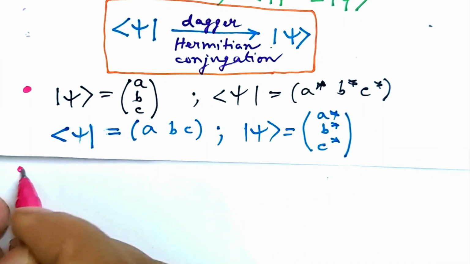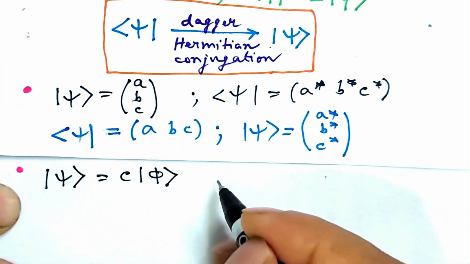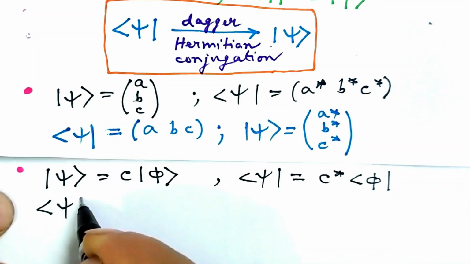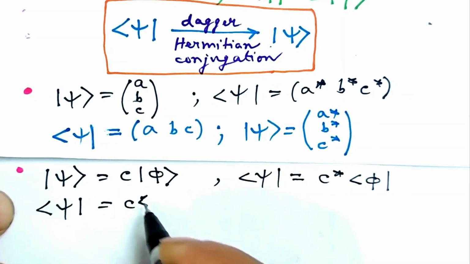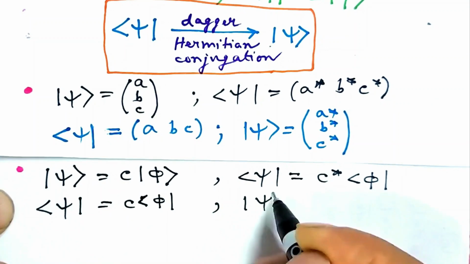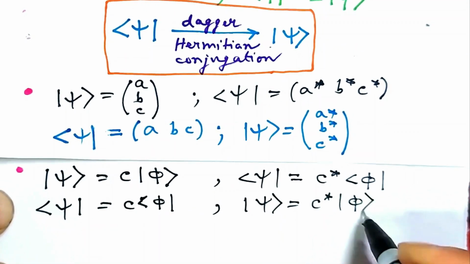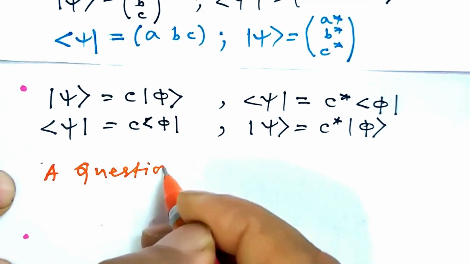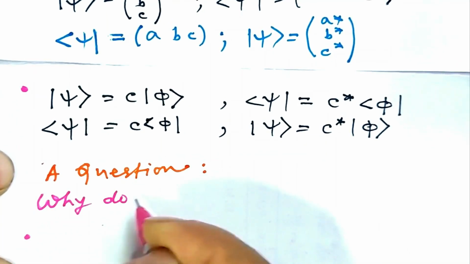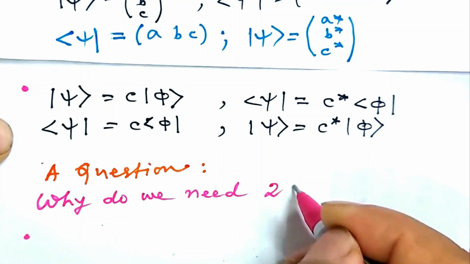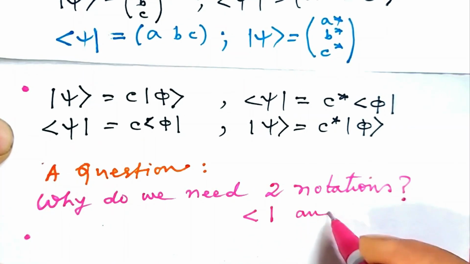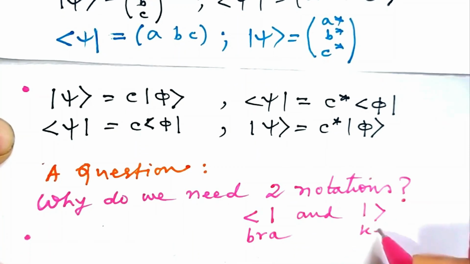If ket psi is C ket phi, then bra psi is C star bra phi. And if bra psi is C into bra phi, then ket psi is C star ket phi. Let us address a very pertinent question in this lecture, namely, why do we require two notations? That is, why did Dirac introduce two notations, namely bra and ket?